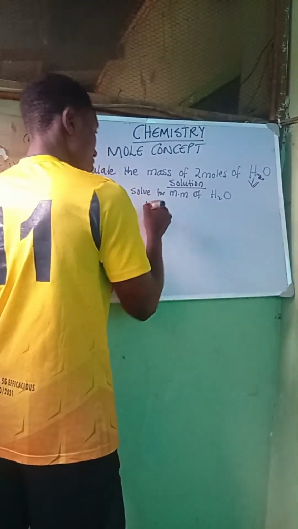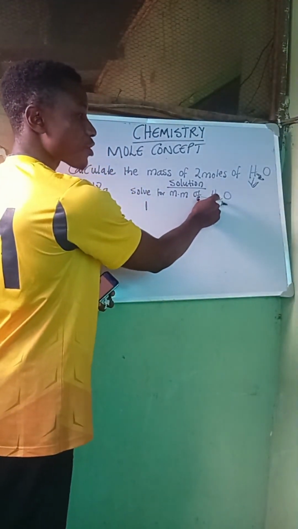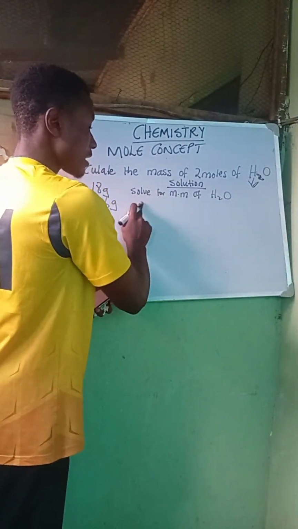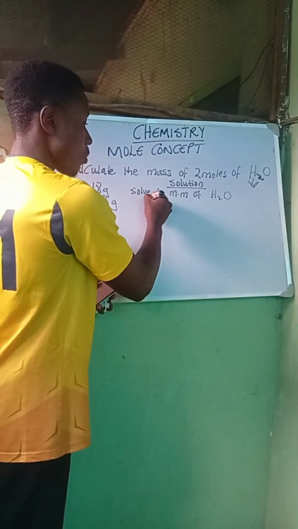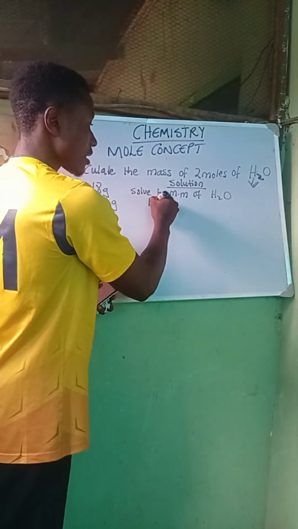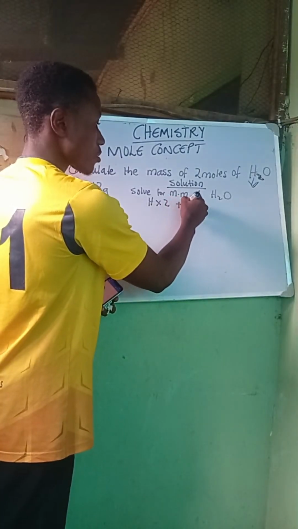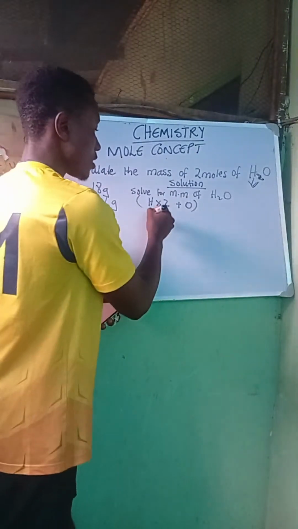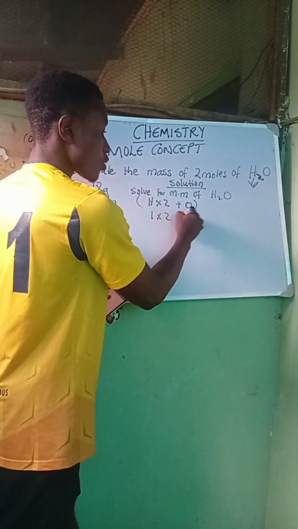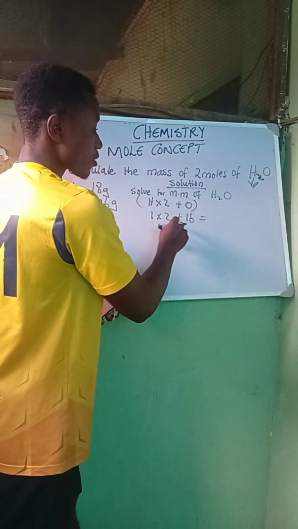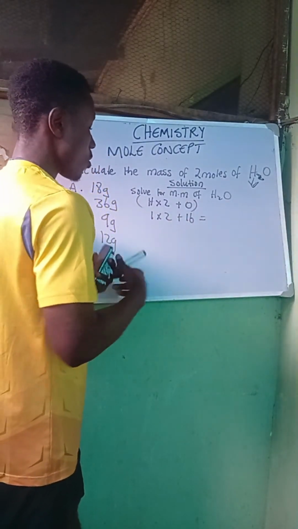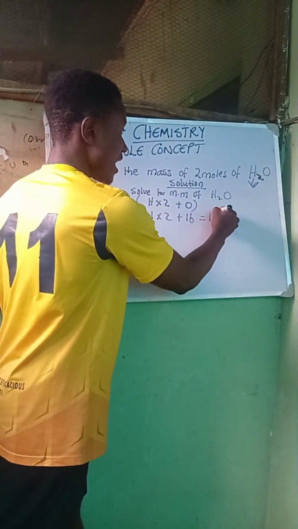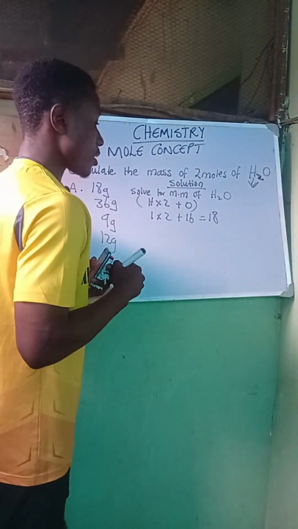The atomic mass of hydrogen is 1. But at this point, this hydrogen has 2 atoms attached to it. So let's solve: H times 2 plus O, which is oxygen. So 1 times 2 plus 16. 1 times 2 is still 2, and 2 plus 16 is 18.